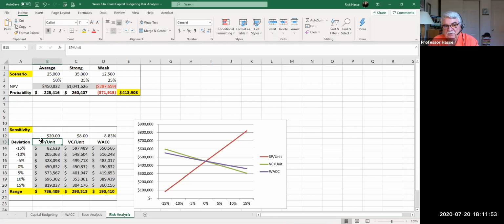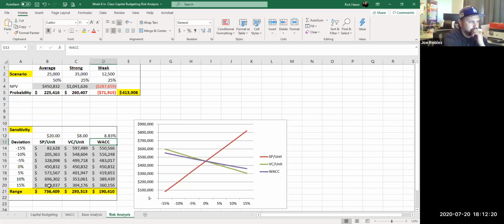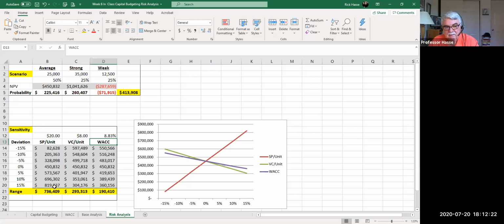And we did it for selling price per unit, variable cost per unit, and the weighted average cost of capital. And we found a different stream of profitability. Naturally, if we reduce selling price, we make less profit. If we increase variable costs, we make less profit. If we increase selling price, we make more profit. If we decrease the cost of capital, we make more profit. If we increase the cost of capital, we make less profit.